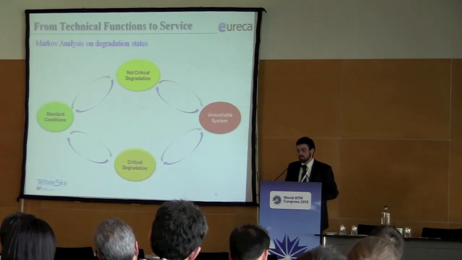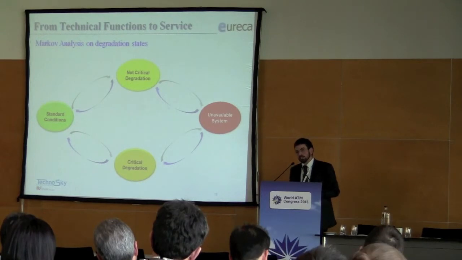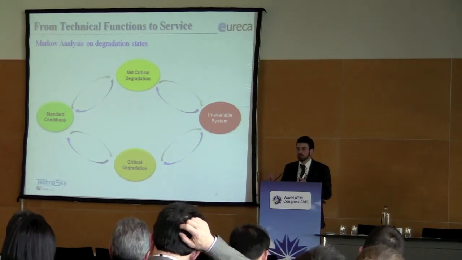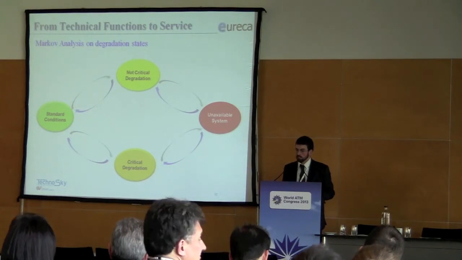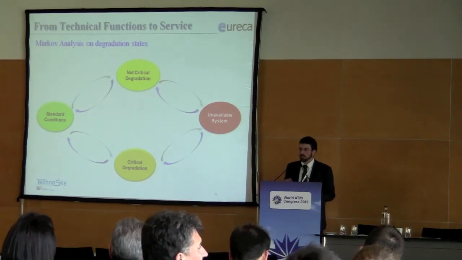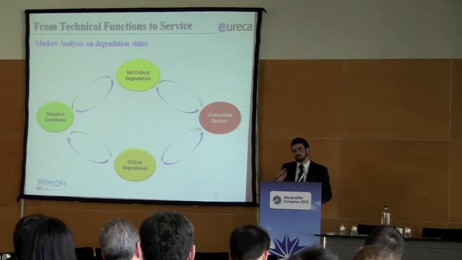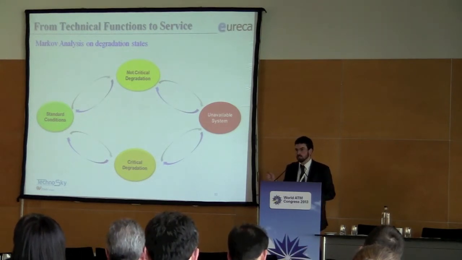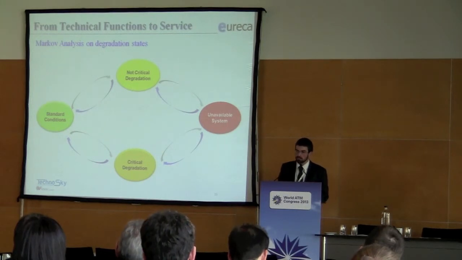But the second step of Markov is a quantitative calculus of 2 parameters. The first one is the probability that a system stays in one of these states. And the second is the calculus of the probability of transition and the frequency of transition between one state and another, between one scenario and another.